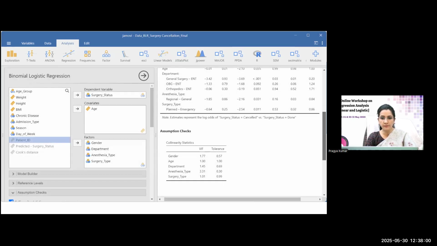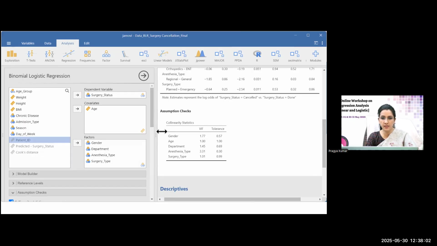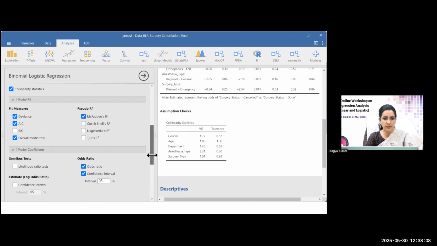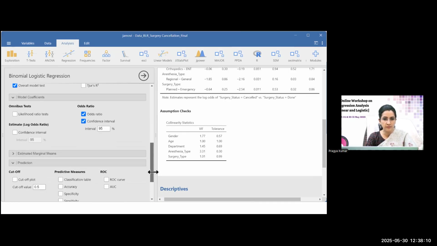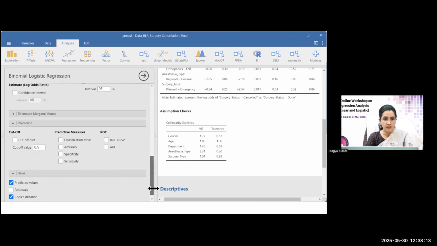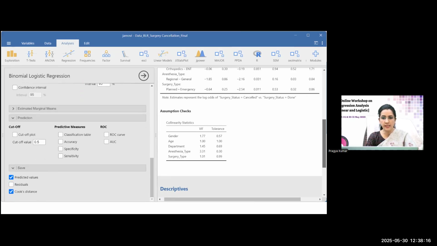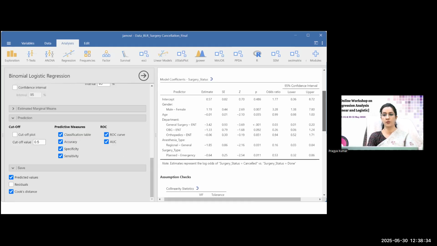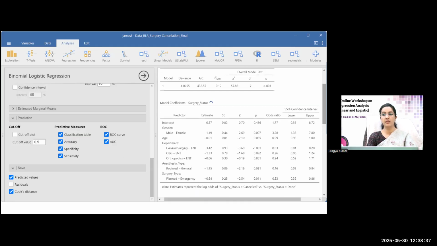Now coming to the assumption check, we have already seen this. Collinearity, model fit we have seen. Odds ratio we have seen. And this we have seen. Now next comes your predictive accuracy. It's the prediction. So at the cutoff point of 0.5, you see the classification table, your accuracy, specificity, sensitivity, ROC curve, and the area under the curve of your model, which you have predicted using these variables.